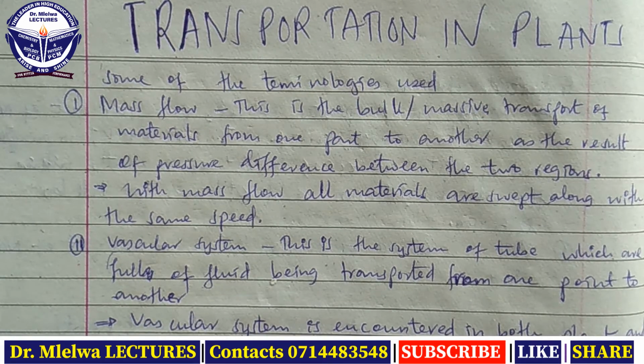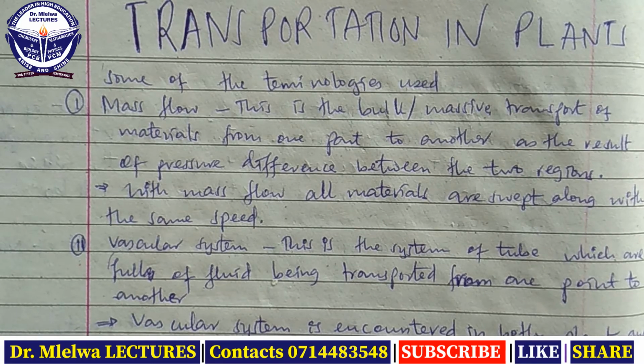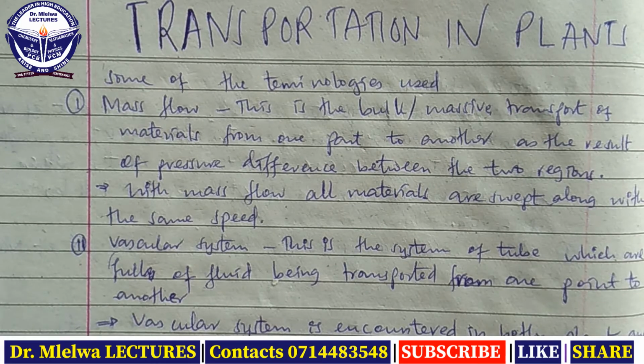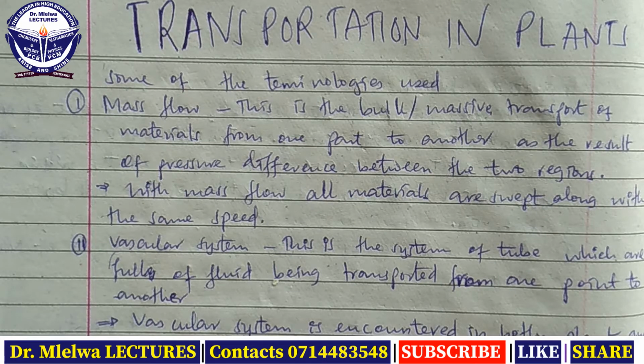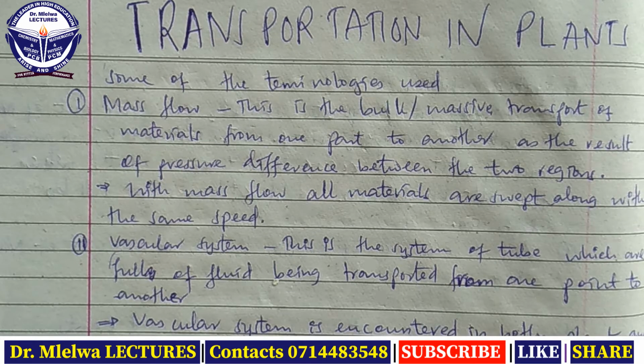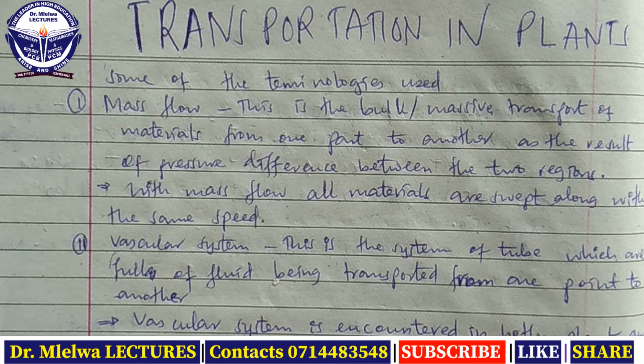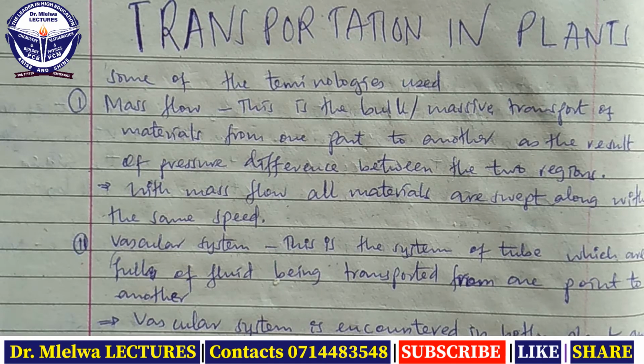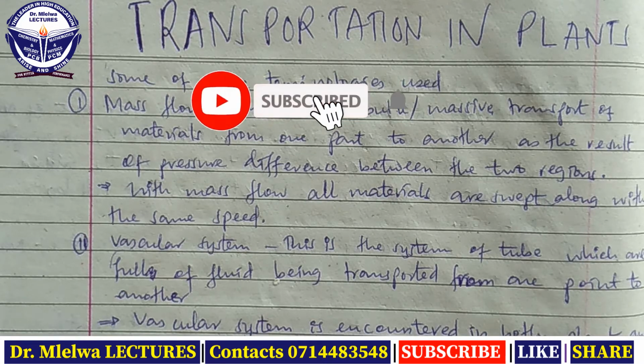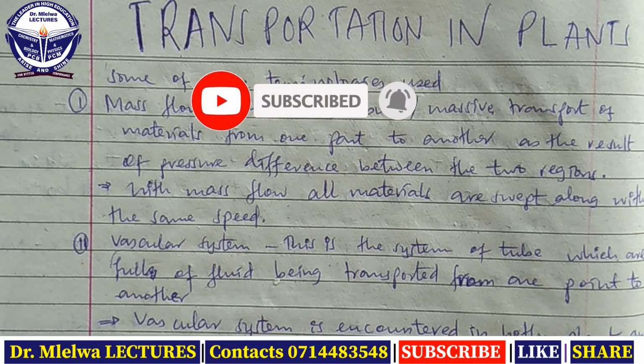This is different from osmosis, diffusion, or even active transport, because in osmosis we are moving water molecules. In diffusion we can move molecules of a substance. So molecules have very small masses. The masses of molecules are very small. But in mass flow we don't move molecules. We normally move large materials, and their masses are very large.